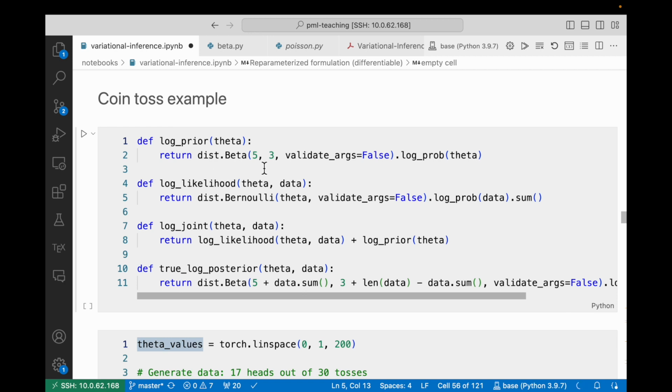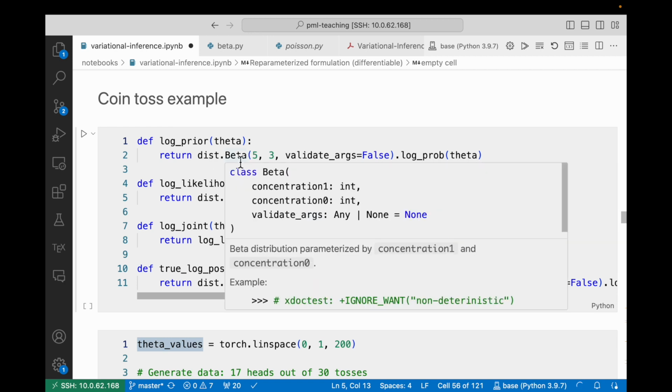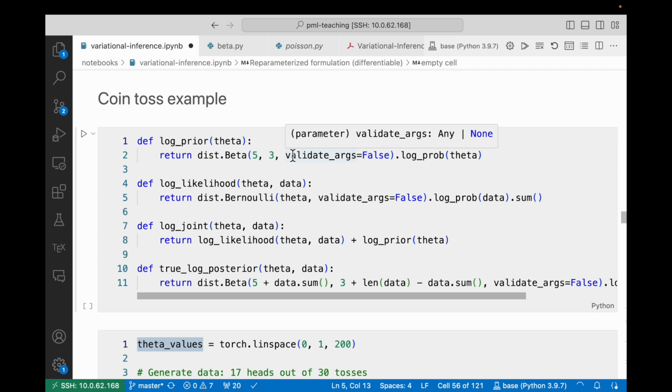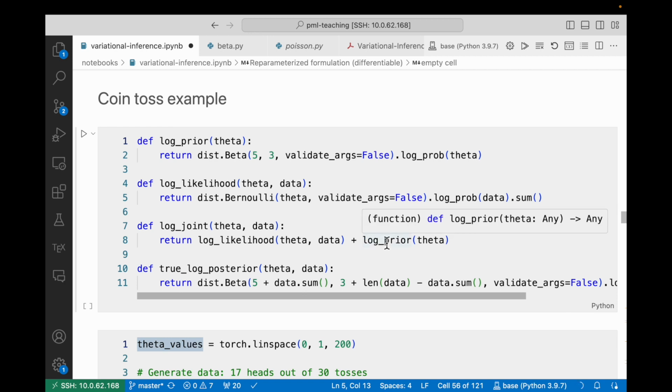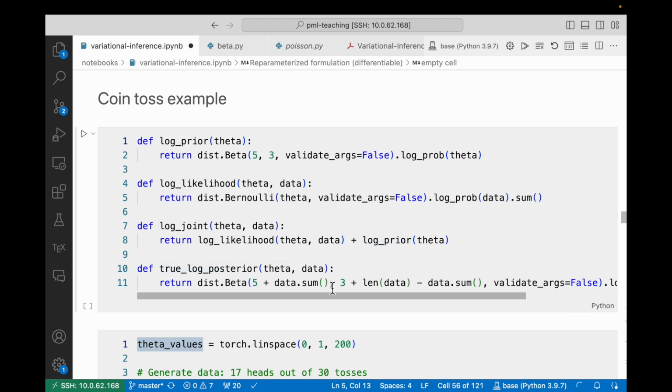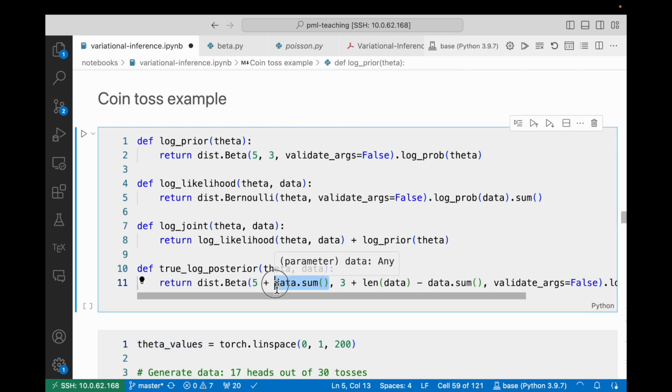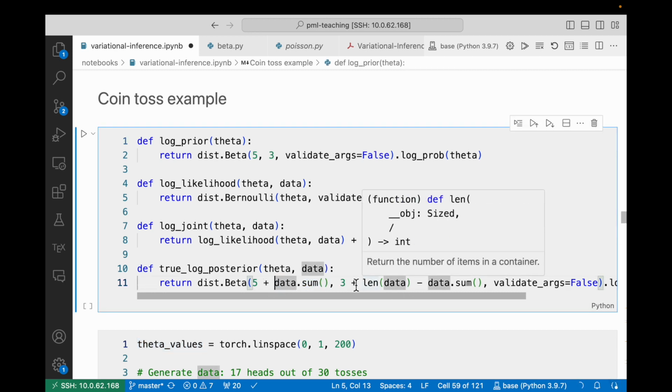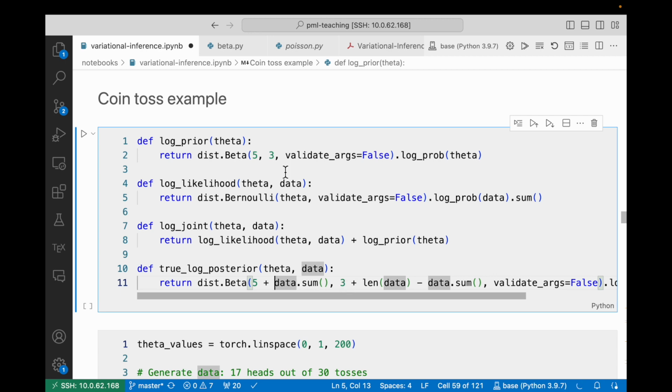My prior distribution is a Beta(5,3). My log likelihood is just based on the Bernoulli distribution and the number of successes that you have. The log joint is log likelihood plus log prior. And the true log posterior we already know, which is the beta with 5 plus the number of successes, and 3 plus the number of times we get tails.